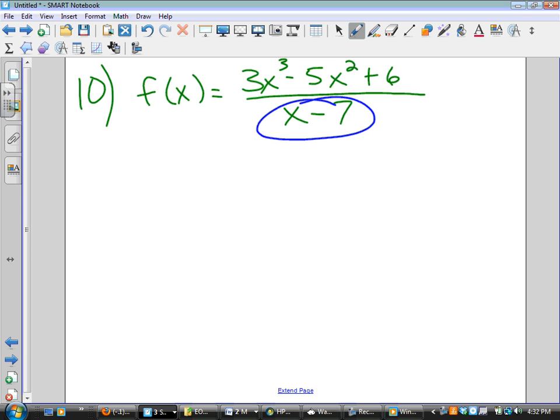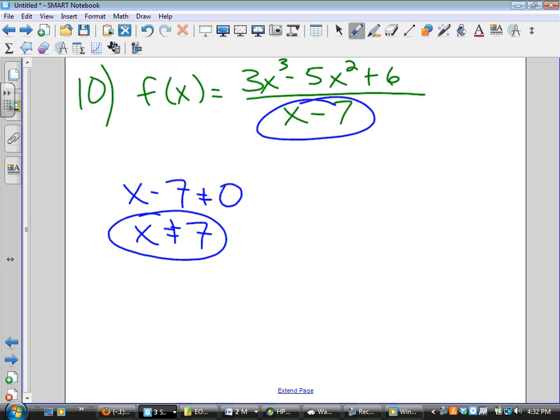So we want to make sure that our denominator, x minus 7, never equals 0. So when we solve this, we just know that x cannot be 7. That's also where your vertical asymptote would occur, at x equals 7. So for the domain, x can be anything except 7.